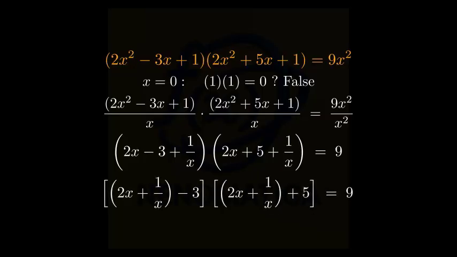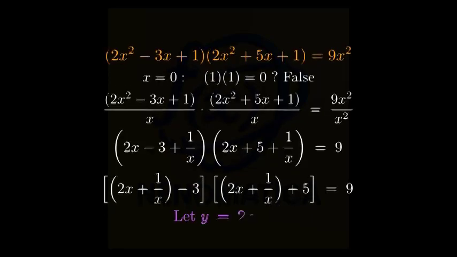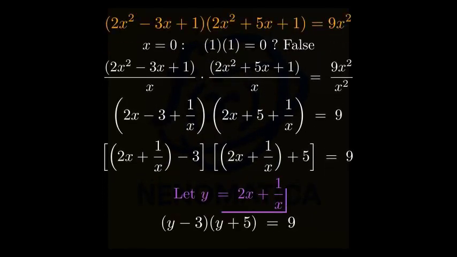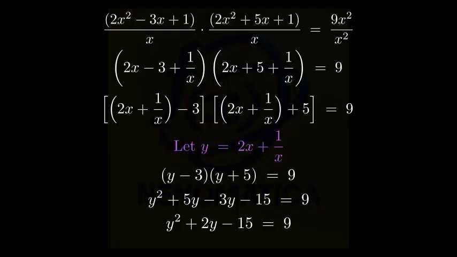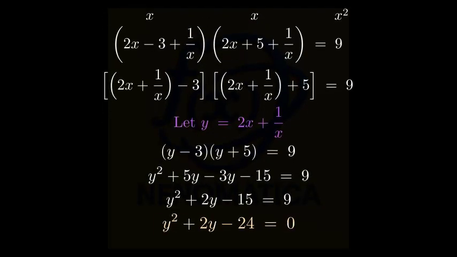where y equals 2x plus 1 over x. Substituting y, we get (y minus 3)(y plus 5) equals 9. Step 3. Expand and simplify to solve for y. We get y squared plus 2y minus 15 equals 9. Move 9 to the left to get y squared plus 2y minus 24 equals 0.